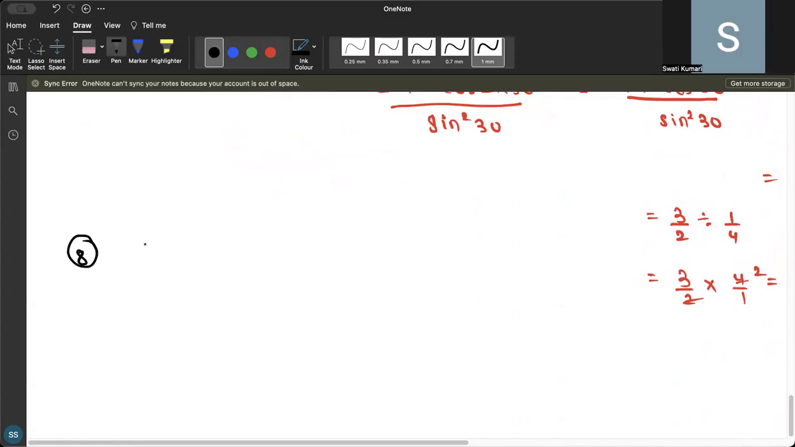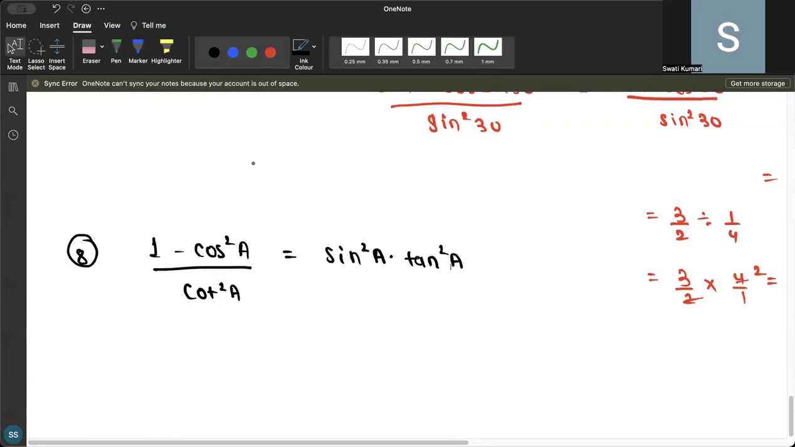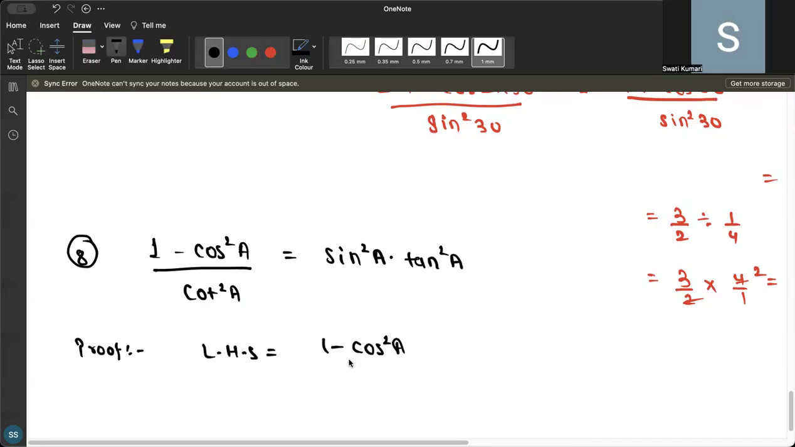Question number 8 is again a proof. We have to prove that 1 minus cos square A upon cot square A equals sine square A times tan square A. So we have to prove this, right? Again, here we are going to start with something that we already know. And for that, I'm just going to write down the LHS first. On the LHS, we have 1 minus cos square A upon cot square A.